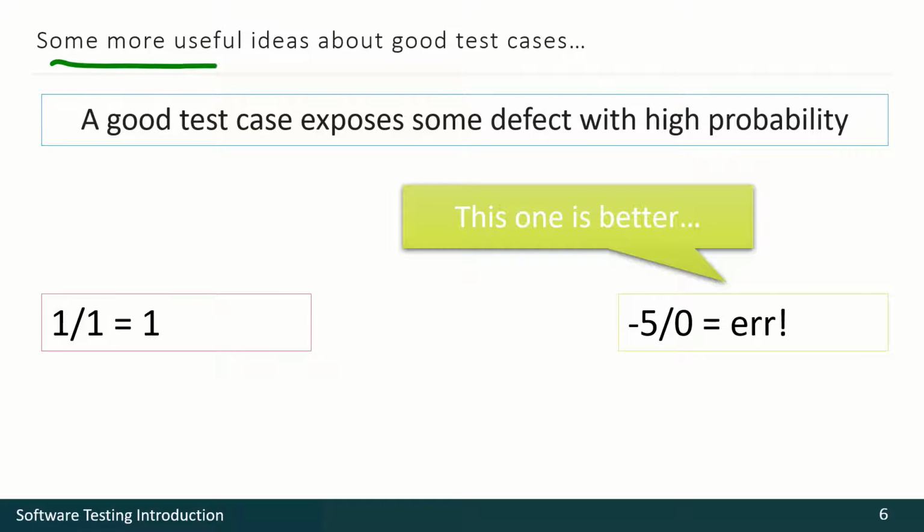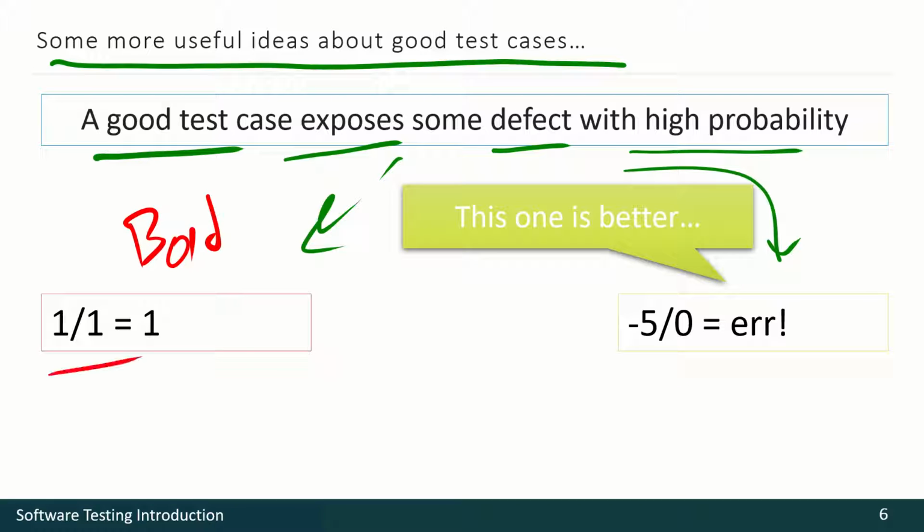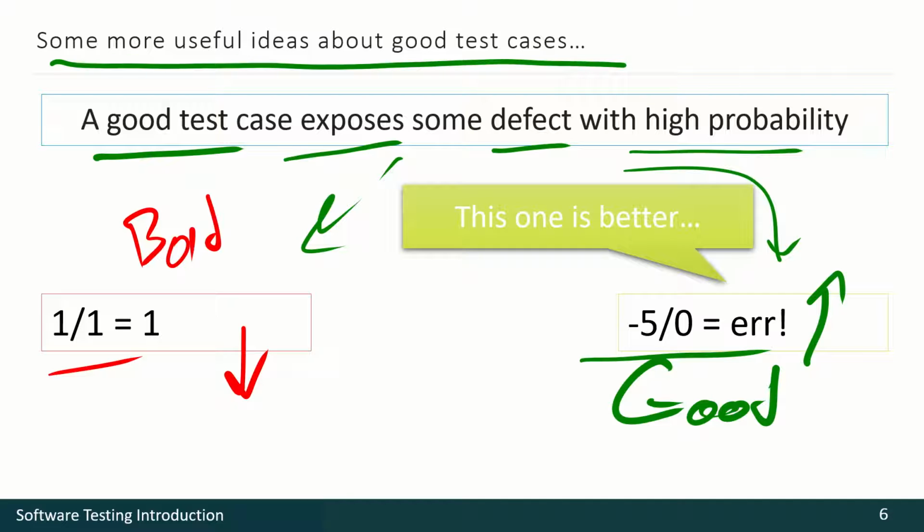And some more useful ideas about good test cases. A good test case usually exposes some defect with high probability. Let's imagine the next two variants. This test case is worse because it has a low probability of detecting a defect. This test case is better because it has a high probability of detecting a defect.